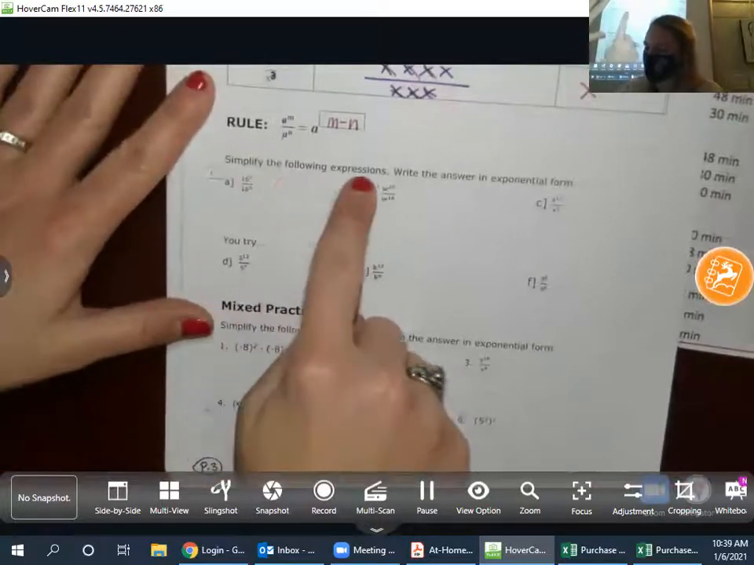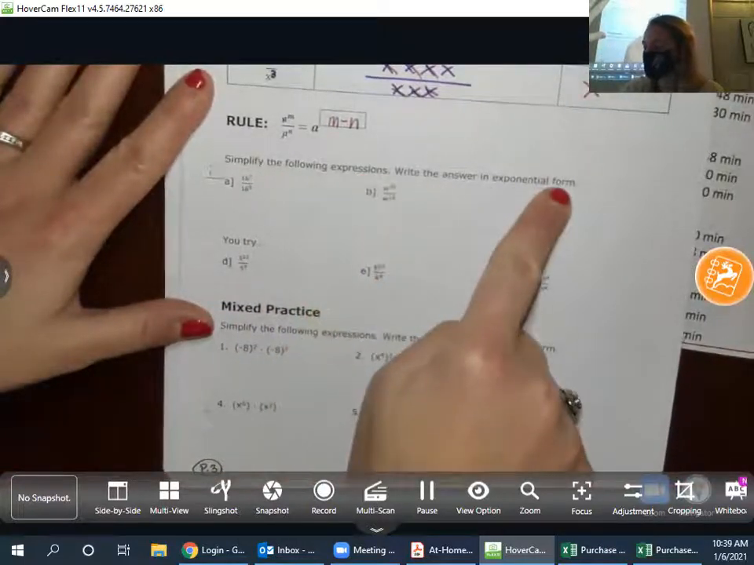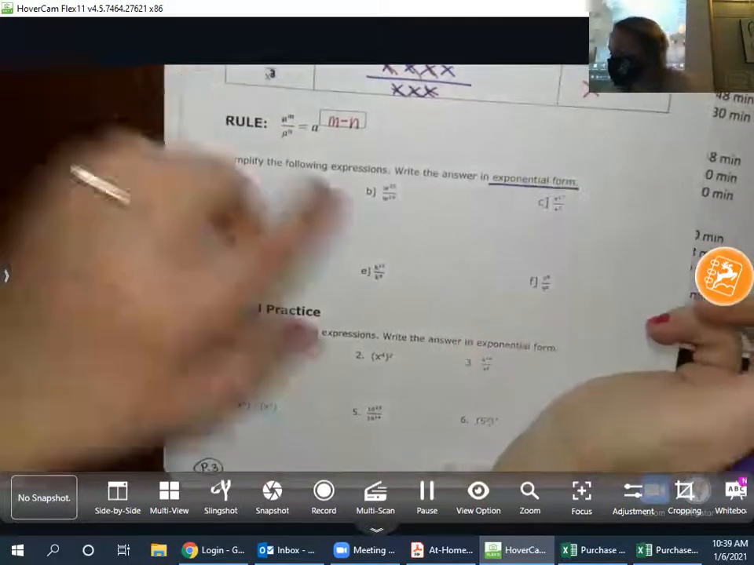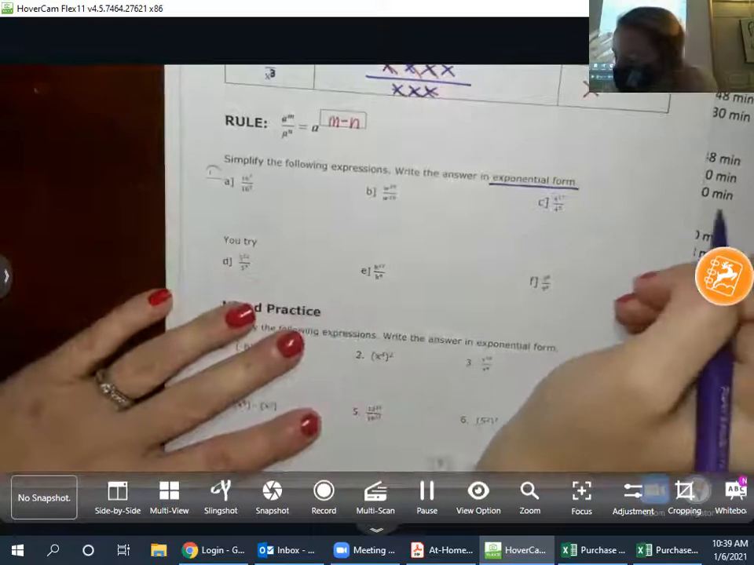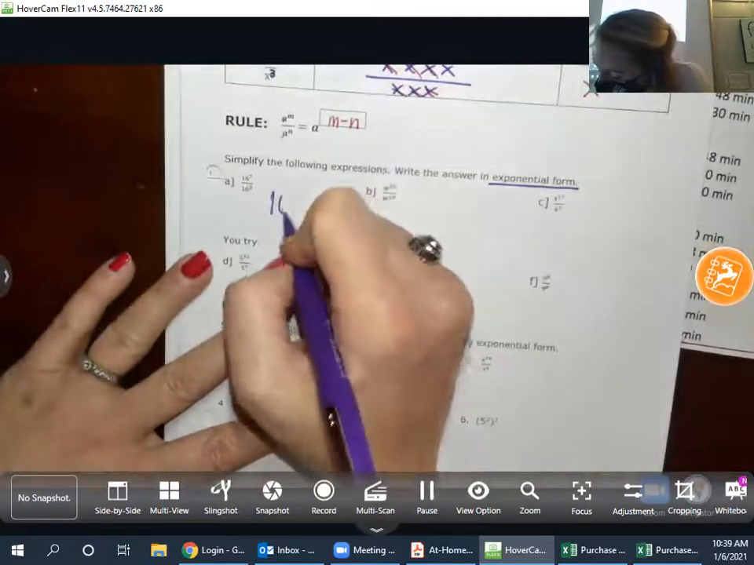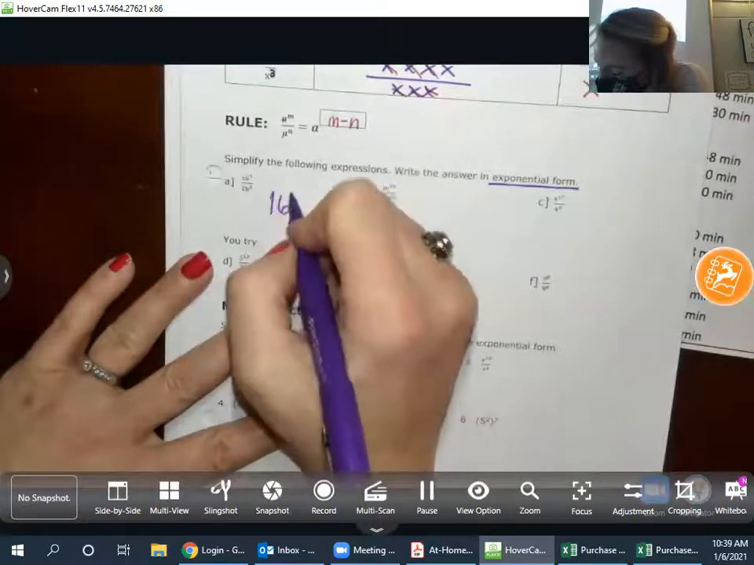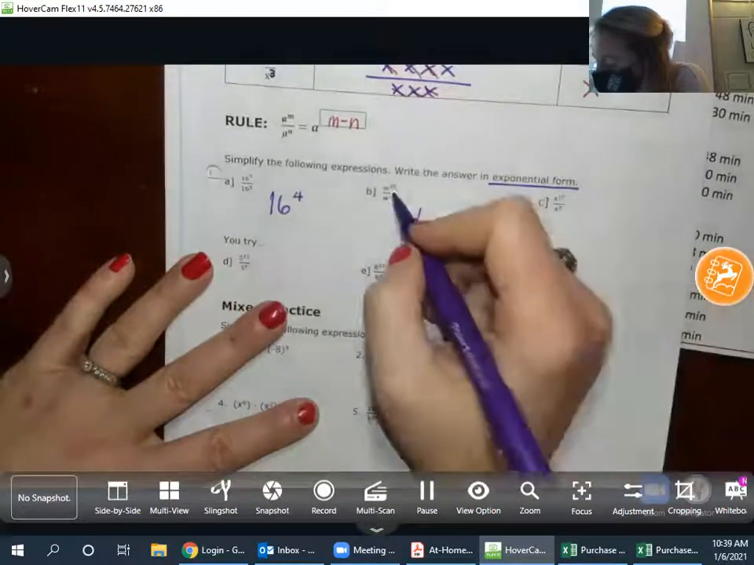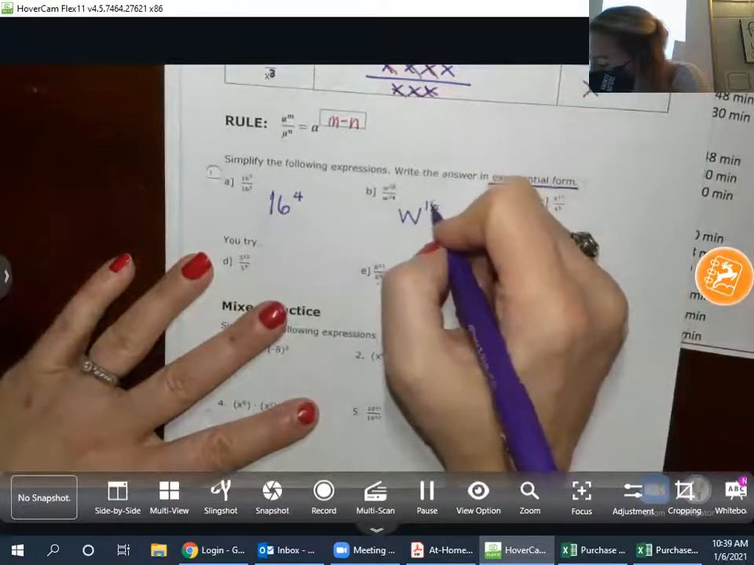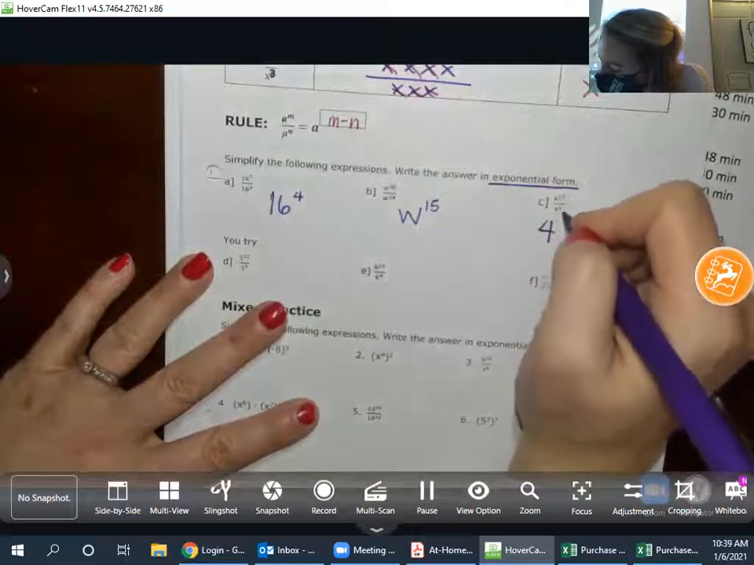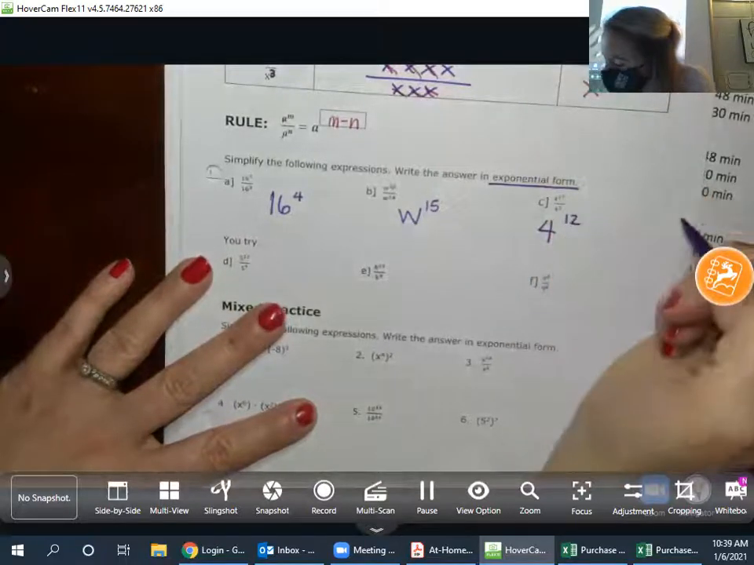Okay, it says simplify the following expressions. Write the answer in exponential form. Exponential form means we don't have to solve it. We want to keep it in exponents. So 16 is our base. 7 minus 3 is? Yep. W is our base. 25 minus 10 is 15. 4 is our base. 17 minus 5 is 12.